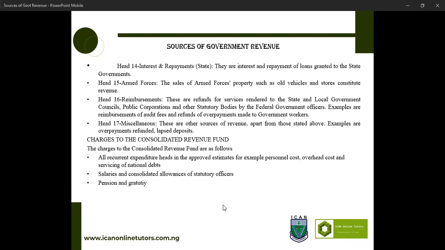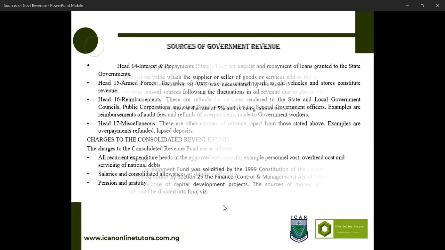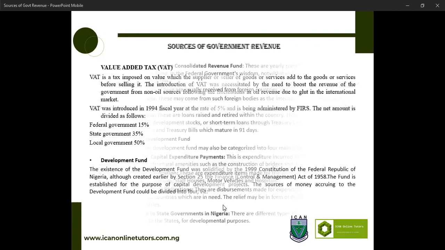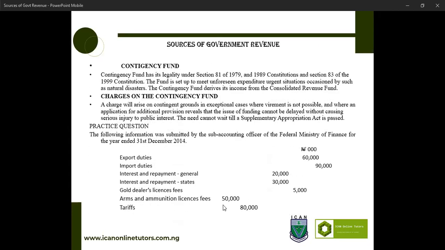So if you can understand Ed 1 to Ed 17, preparation of your consolidated revenue fund account, contingency fund account, and development fund account should not be any problem. Can we move on now? We can move on, sir. All right.